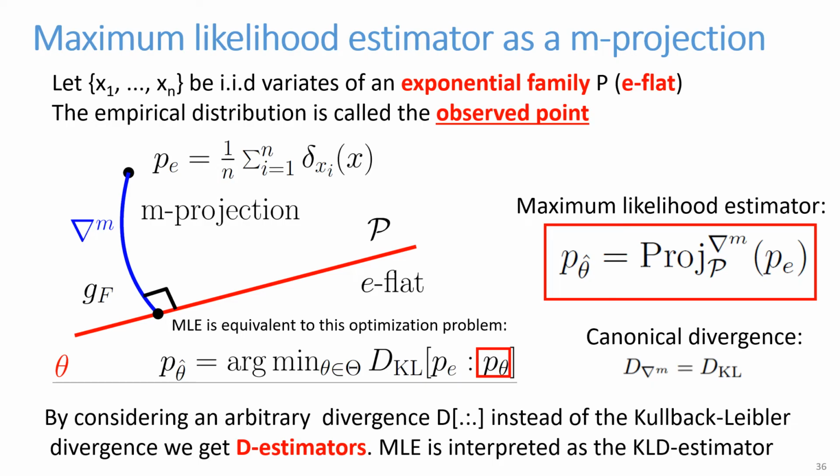Let us illustrate these unique projection theorems in statistics. Consider independent and identically distributed samples x1 to xn, and let the empirical distribution of this random vector be the observed point on the manifold. The maximum likelihood estimator for parameter θ of an exponential family can be interpreted as the mixture projection or M projection of the observed point to the E-flat defined by the exponential family. Thus, by the uniqueness of the projection, we know that the MLE is unique. Here, the MLE corresponds to minimizing the Kullback-Leibler divergence between the empirical and the model distribution.